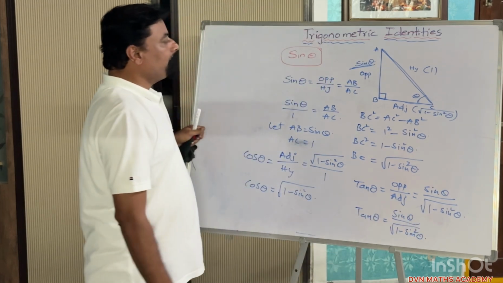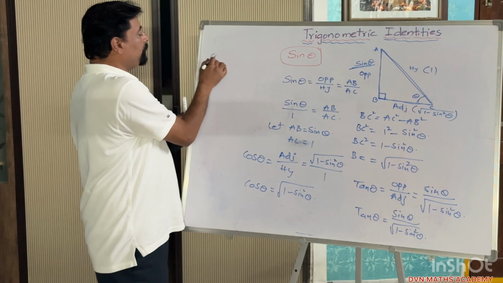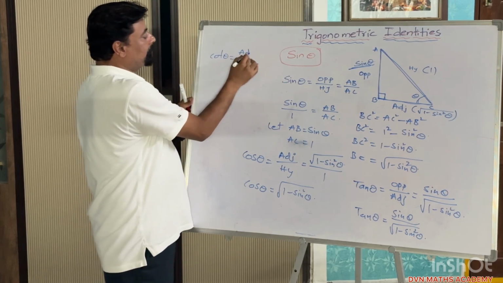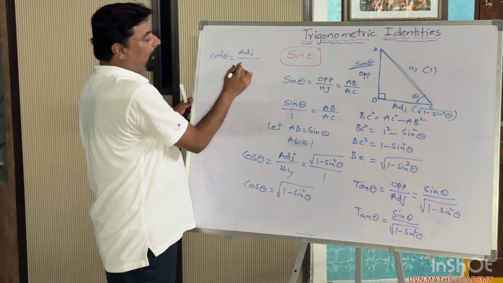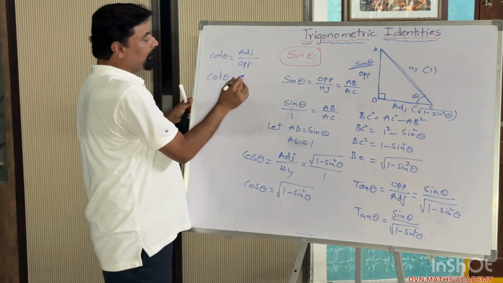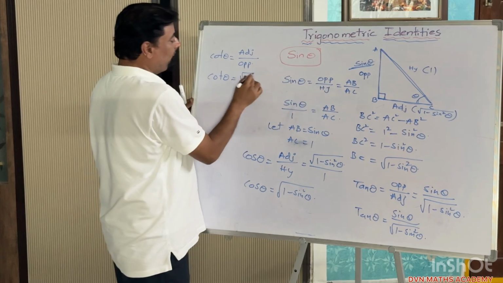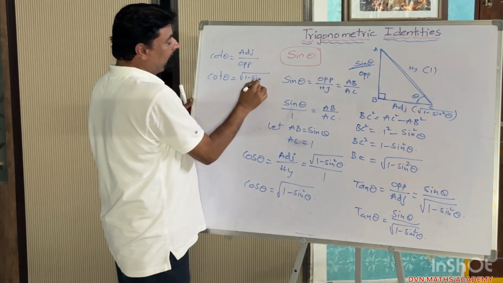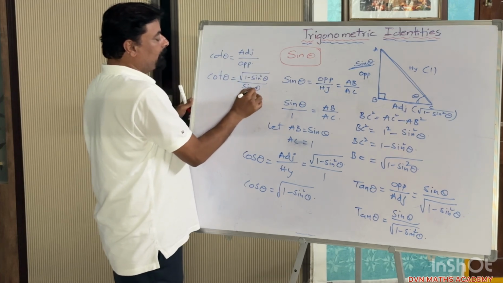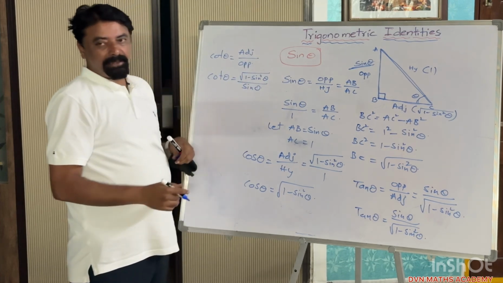For example, if I want to write the cot theta, it is adjacent by opposite. So cot theta is equal to adjacent, which I got as under root of 1 minus sine square theta, by opposite, which I got as sine theta. So cot also is converted into sine terms.